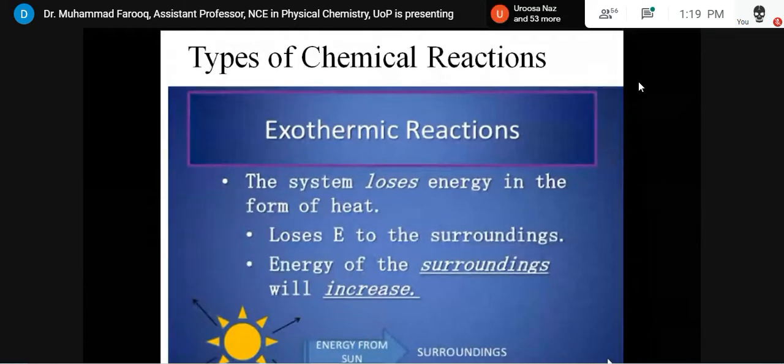For example, the sun. You can see reactions occur in the sun, so energy is released into the surrounding, into the atmosphere. So this is the typical example. Also, the burning of material, when burning wood, when the reaction occurs, heat is lost into the environment. So burning and the sun's energy are examples of exothermic reactions.